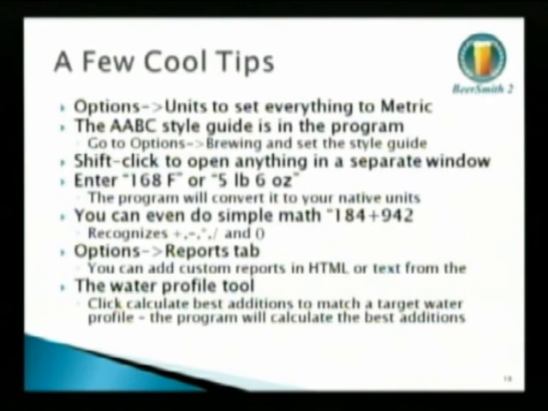Let's say you want to match London's water, so you start with your home water profile. You pick a target profile in the water profile tool, a target profile of London, and then there's a button there that says Calculate Best Additions. You click on the Calculate Best Additions button, and it'll automatically estimate what your best water additions would be. So what are the water minerals you need to add to match the London water profile? That's kind of a neat feature.